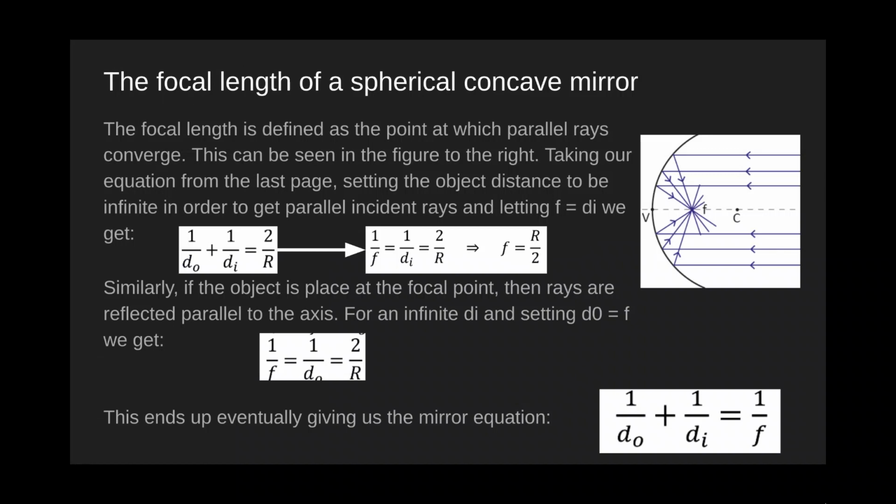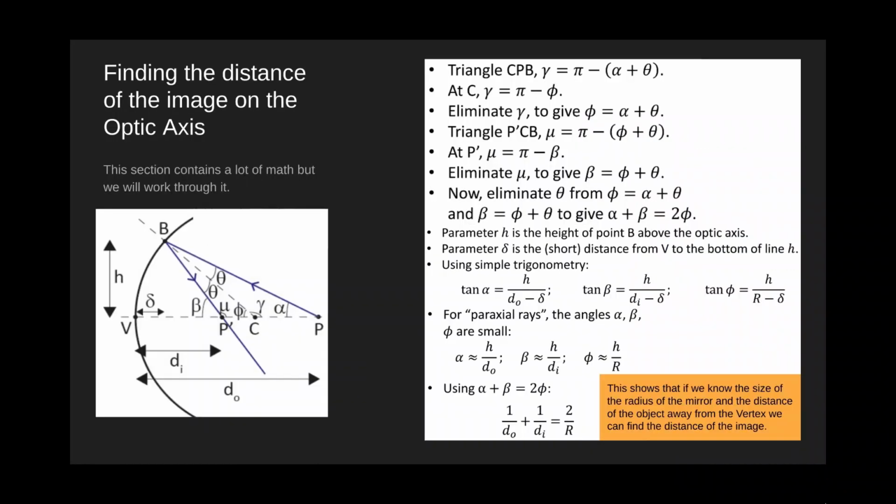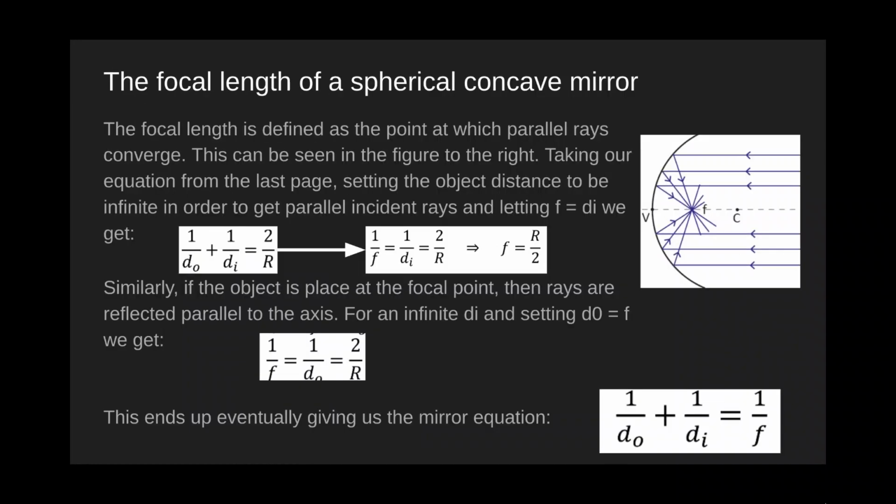So now we're going to move on to focal length, which uses the equation we just found at the bottom of the last page, and says that the definition of the focal point is the point at which all parallel rays converge. So this means that our object, not our image, is sent towards an infinite distance away. So all the rays coming in are parallel to each other. This can be seen in the figure on the right. Now taking the equation from the last page, setting the object distance to be infinite, and letting the distance of our image be f, our focal point, we can see that the equation changes to show that the focal point is the radius over 2.